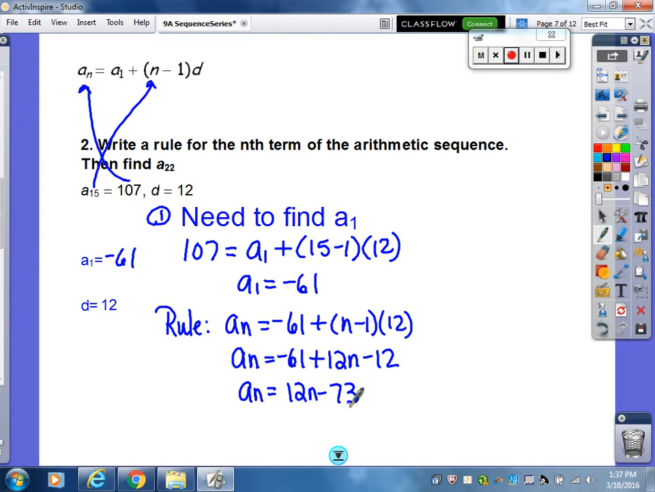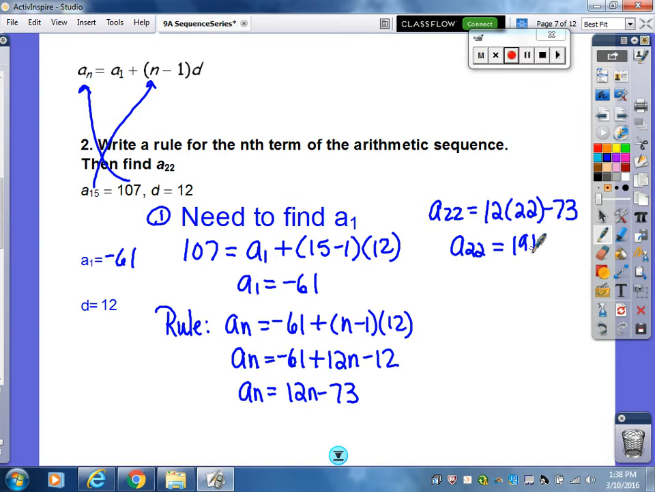All right, so let's finish the problem. It says find the 22nd term. So the 22nd term is going to equal 12 times 22 minus 73. So the 22nd term is equal to, take a moment to do that math, I'm getting 191. All right, so just like I said, different information given to us, so we had to add a step to our process.